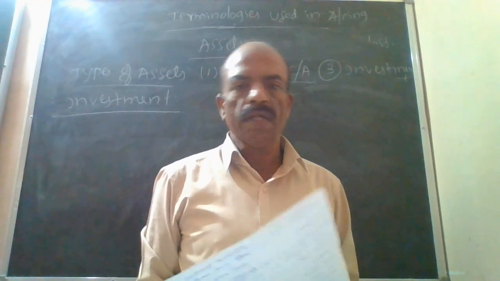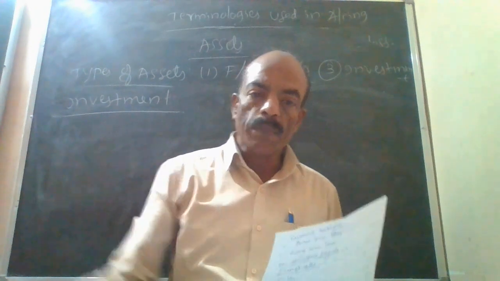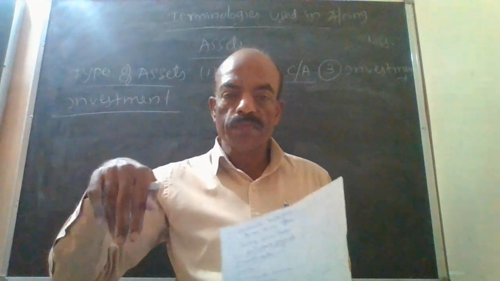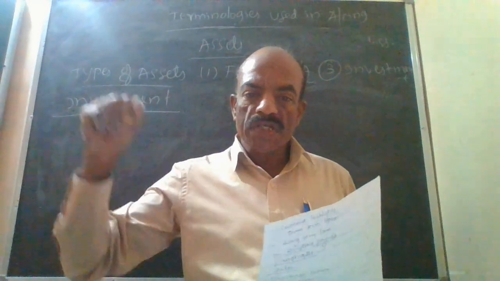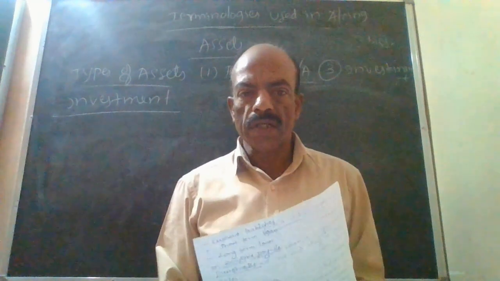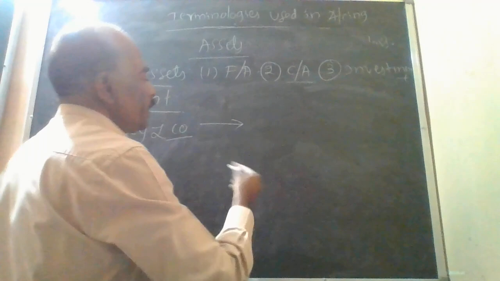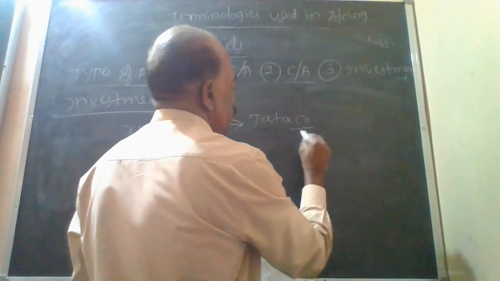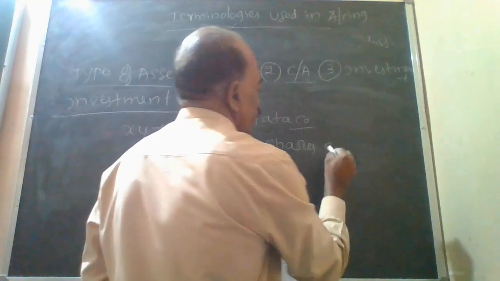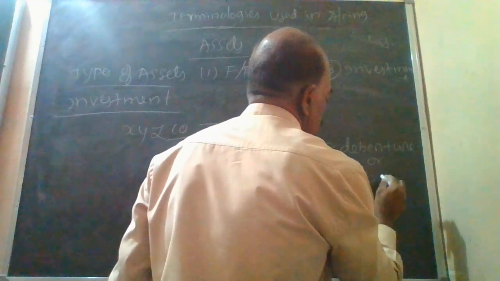Normally people get confused that investment means we are going to invest capital in our business. If the proprietor contributes money to his business, that is called capital. If the company purchases the shares and debentures of another company, that is called investment. For example, ours is the XYZ company and we are going to purchase the shares of Tata company. Tata company shares and debentures we are going to purchase. Debentures are nothing but bonds.